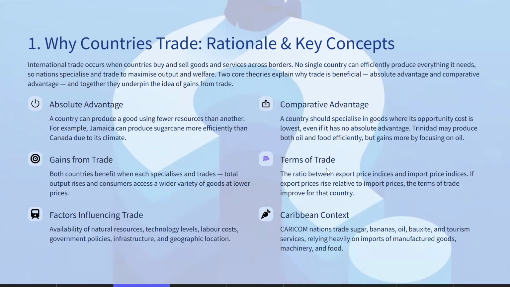Right. So why do countries trade with each other? Firstly, international trade is when a country buys and sells goods with another country across borders. It's very unlikely that one country could produce everything that they need completely. So in most cases, they have to trade with another country.